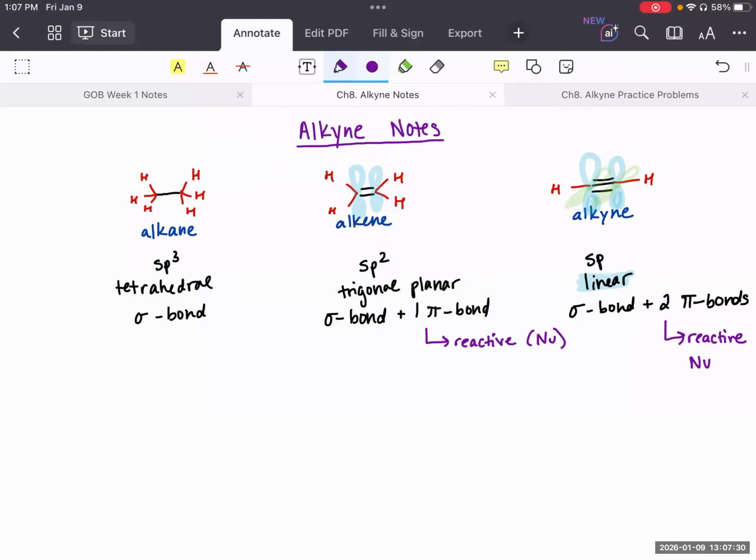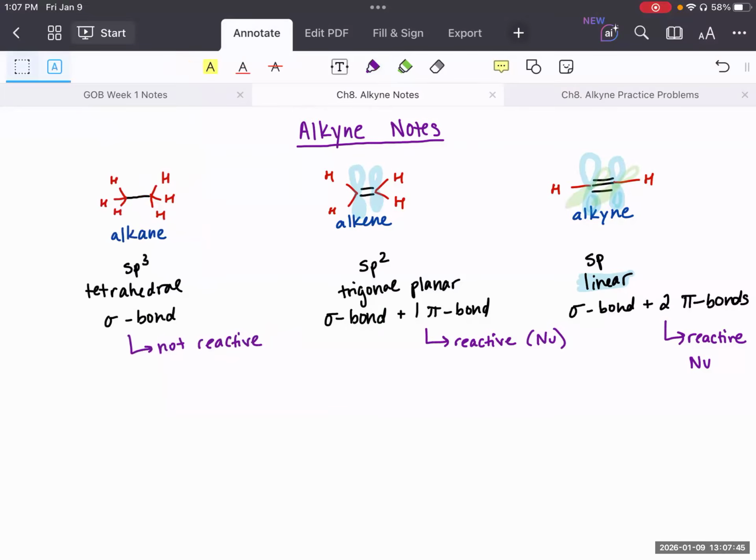Since we only have a sigma bond in an alkane, these are really not reactive. Sigma carbon-carbon bonds are one of the least reactive groups that we could potentially have. And so we don't really see reactions with alkanes in the same way that we do with alkenes or alkynes. In terms of reactivity, alkynes tend to be the most reactive, and we'll see why that's relevant for things like reductions in the upcoming videos.